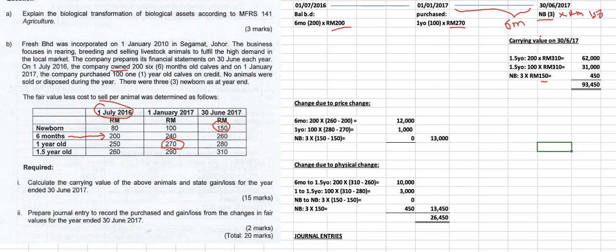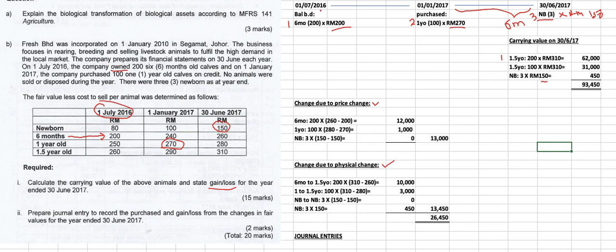Nice handwriting, right? Okay, now the question asks you to calculate the carrying value of the above animal and state the gain or loss for the year ended 30 June 17. So carrying value, I have taught you, is basically the animal that you have which has grown up at the end of the year, and then state the gain or loss is basically due to price change and due to the physical change. Alright, okay, so the carrying value, as I said, this one is the first group. You purchase another group, and newborn here. So we have 3 groups here. So this is the first one.